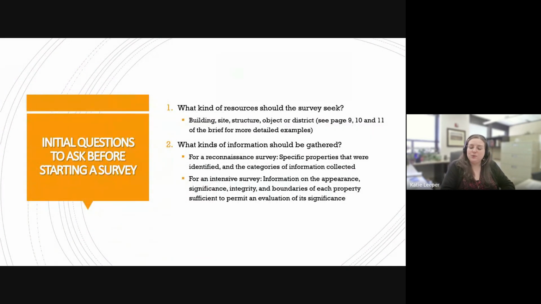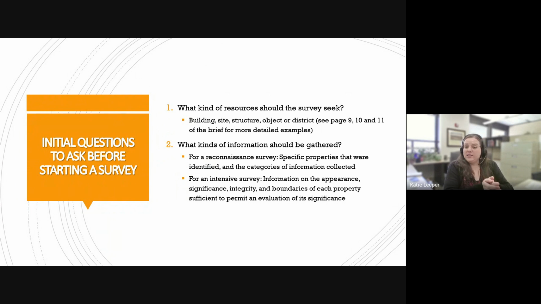The bulletin puts forward a couple of questions that you should ask before starting a survey, such as what kind of resources should the survey seek? And here we get into the building, site, structure, object, or district, which the brief gives 3 whole pages about. And this can just help determine the different types of resources you're looking at. For some, it could be rail cars. For others, it will be neighborhood buildings.